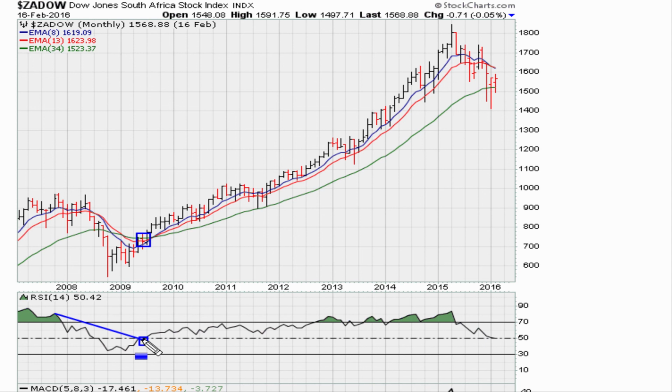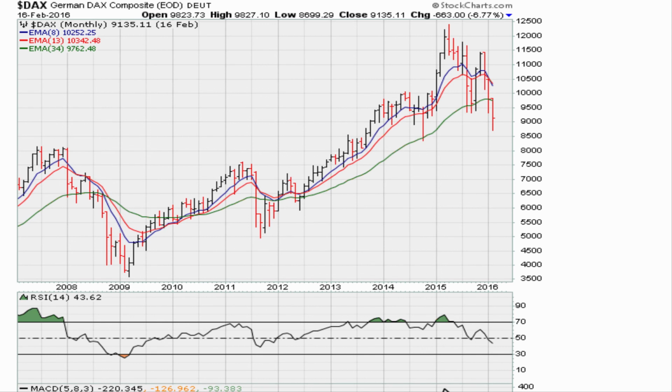At that point in February 2016, it was coming back to test the RSI 50 level. Is it gonna hold? At that point, we did not know. We take a look at the German market, and we are also coming back at that particular point to test this level.